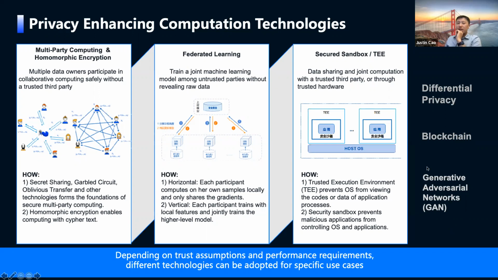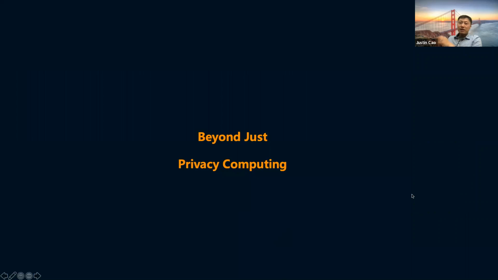So far we have done an overview of privacy computing, or privacy enhancing computation technologies, and some of the basic working principles of them. But I would say we cannot just stop here, okay? Privacy computing is a very neat, very powerful technology, but it's not enough. With just privacy computing itself, it's not enough to solve the problems you have. Okay, I'll give you an example.